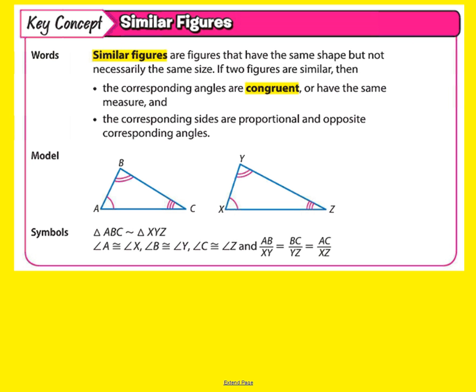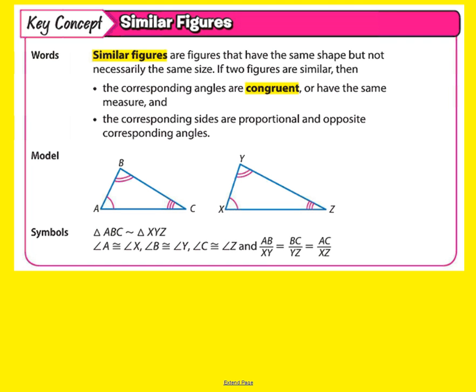Similar figures. Similar figures are figures that have the same shape, but not necessarily the same size. If two figures are similar, then the following two things happen. The corresponding angles are congruent, or have the same measure, and the corresponding sides are proportional. Okay, so here's an example, ABC and XYZ. Again, they're not necessarily the same size, but they are the same shape.